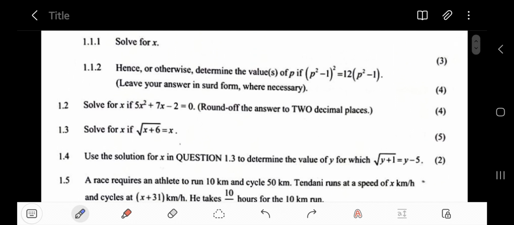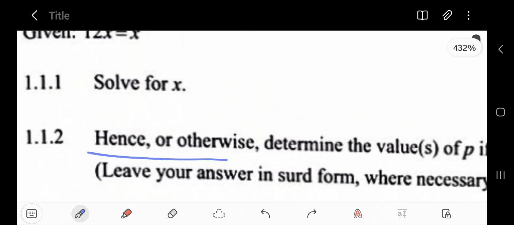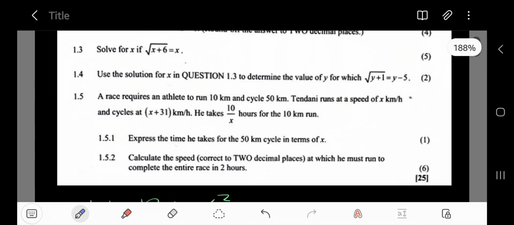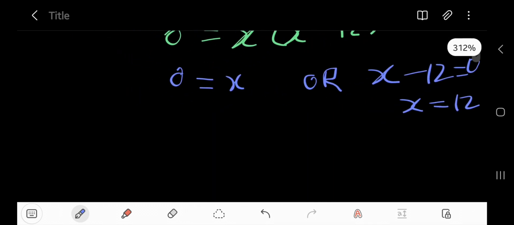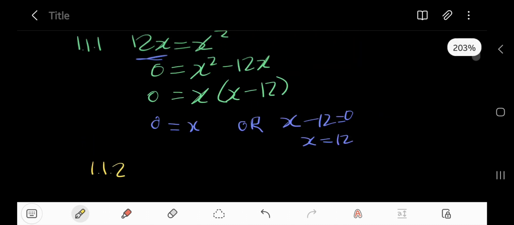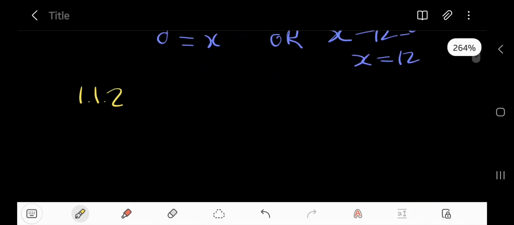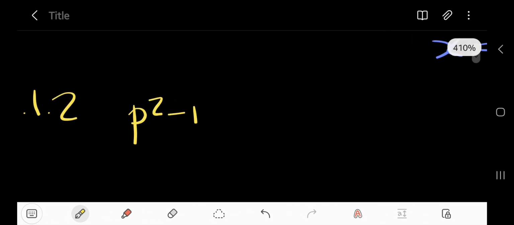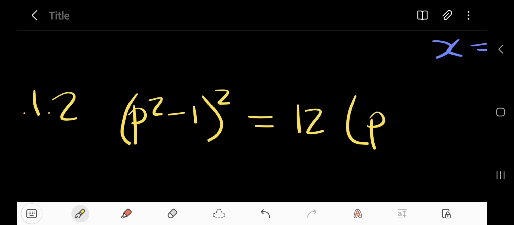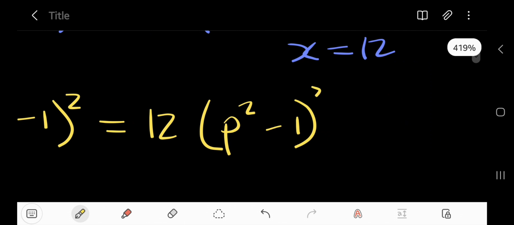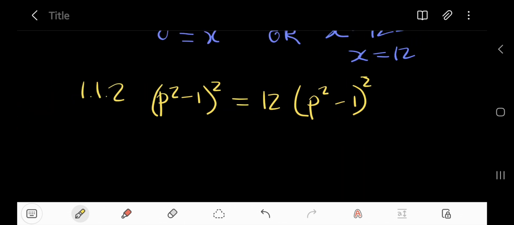In the next question, they ask us to say hence or otherwise, determine the values of p, if p squared minus 1 all squared is equal to 12 times p squared minus 1. Hence or otherwise, so these are the keywords here, meaning that we can use the previous answer that we've just solved. So let me write it down here. 1.1.2, we have it like this: p squared minus 1, all squared, is equal to 12 times p squared minus 1. Yeah, so this is what we have now, guys.